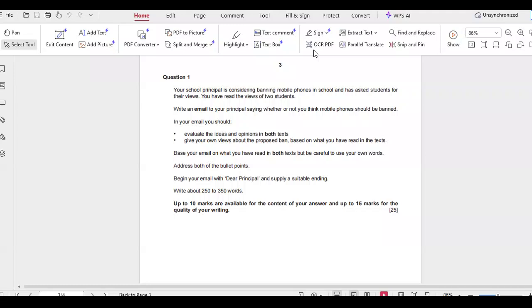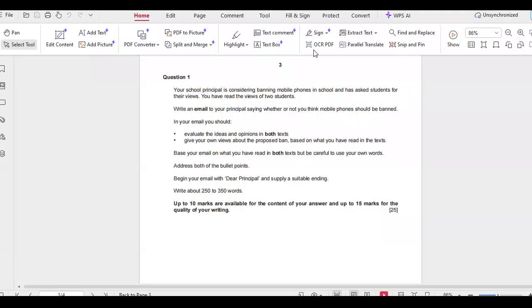Another element of persuasion is there because you must also tell the principal whether mobile phones should be banned or not. Since you're trying to influence the principal's decision, the overall purpose becomes persuasive. So this email is primarily persuasive, supported by the discursive evaluation for both of the texts.